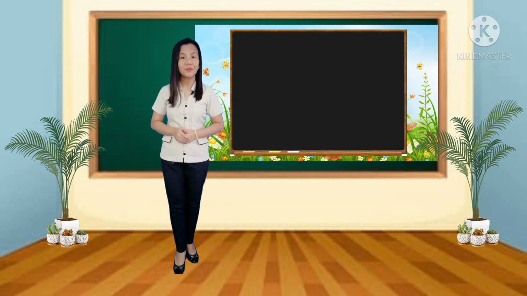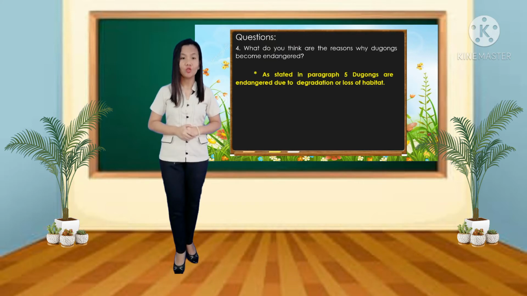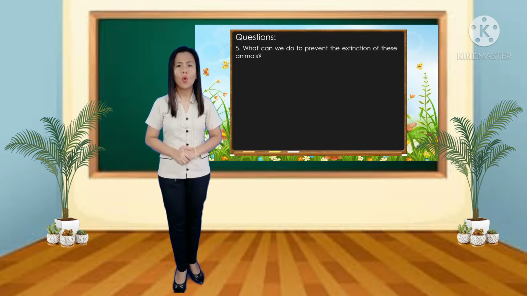What do you think are the reasons why dugongs become endangered? Yes, very good. As stated in paragraph number 5, dugongs are endangered due to degradation or loss of habitat. How sad for those kind of sea creatures. Now, let's proceed with question number 5. What can we do to prevent the extinction of these animals?